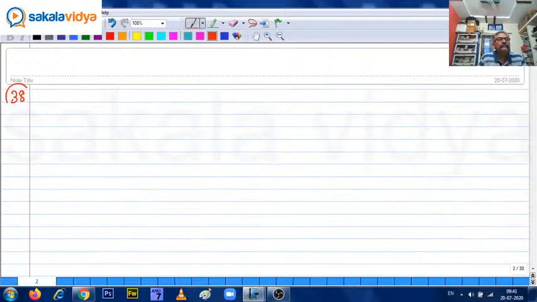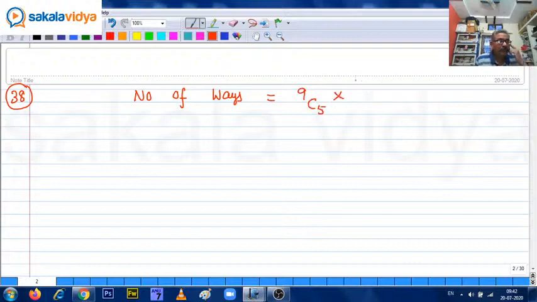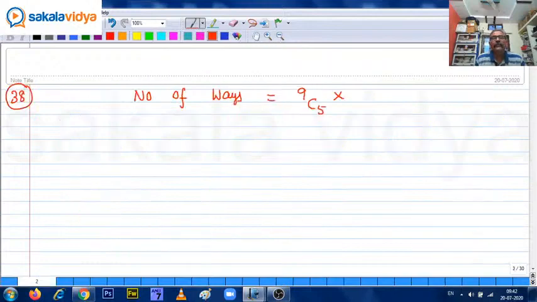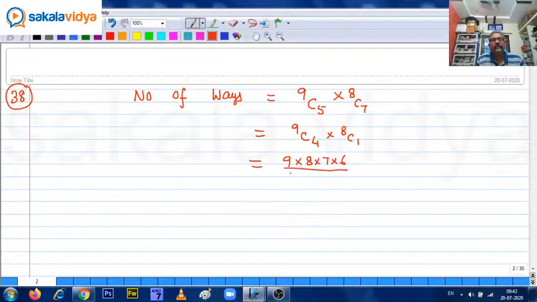38. So that is, number of ways is equal to 9C5 times 8C7. This is 9C4, 8C1. 9C4 is 9 times 8 times 7 times 6 upon 4 factorial.